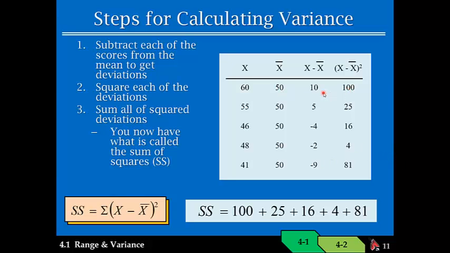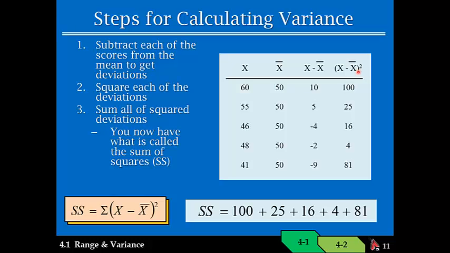Next, you'll calculate deviation scores. And this involves subtracting the mean from each raw x. So 60 minus 50 is 10, 55 minus 50 is 5, etc. Once you've calculated all of your deviation scores, the next thing you'll do is calculate the squared deviations. That's indicated by x minus x bar squared. So 10 squared equals 100, 5 squared equals 25, etc.